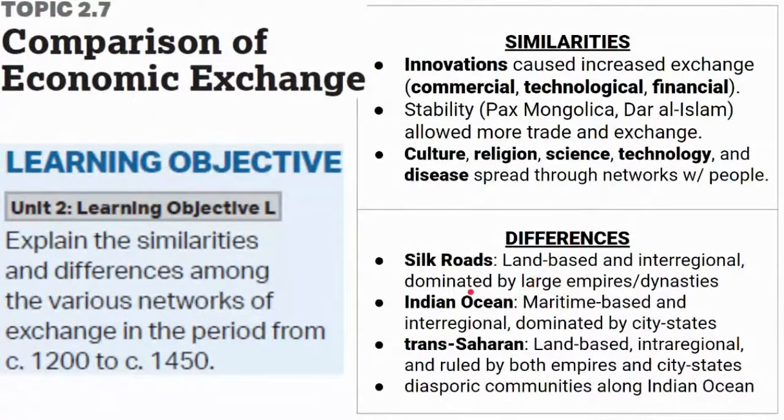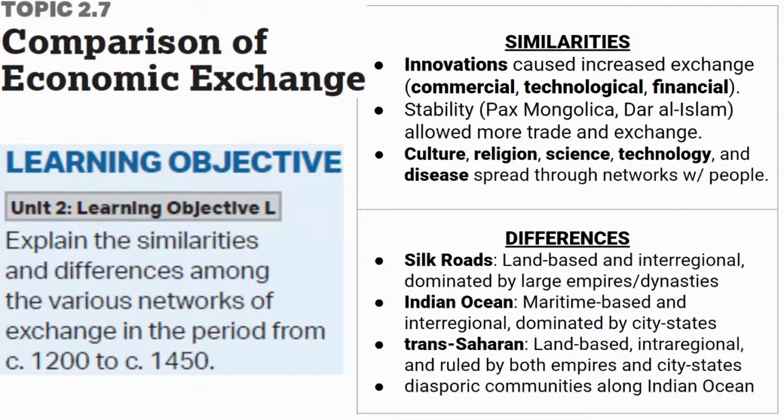Some differences I've just really listed, kind of they were structured. So Silk Roads and Trans-Saharan were land-based. Indian Ocean was maritime-based. Silk Roads and Indian Ocean were inter-regional, whereas Trans-Saharan was more intra-regional. It connected it to other regions, but the Sahara Desert is in Africa. You could say it's two regions, being like three regions, West, North, and East Africa, but it's more intra-regional than the others, that's for sure.